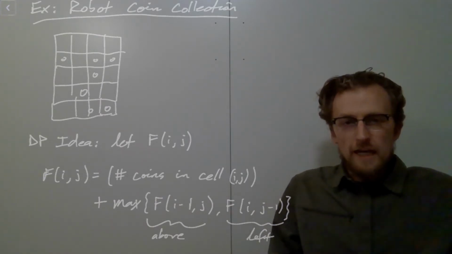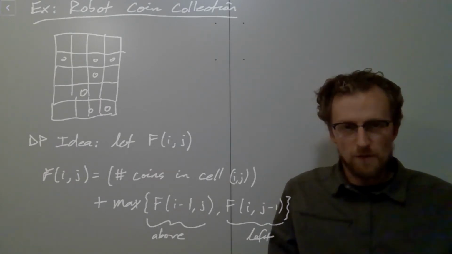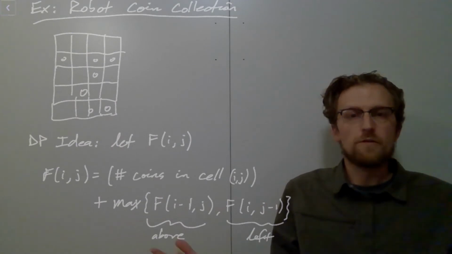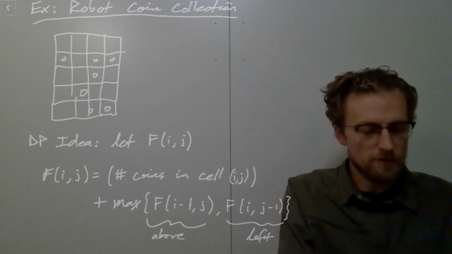And it's certainly the case that I can only come from one of those two directions, right? I can't come from the right or from below because of my rules of the game. And so that means this has to capture the answer that I'm looking for.